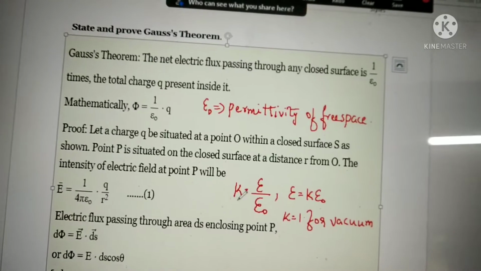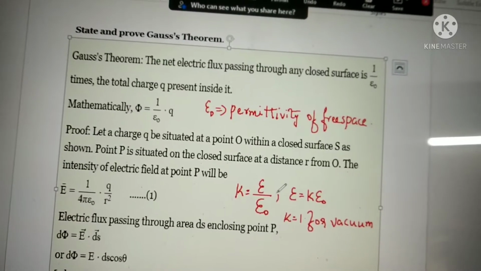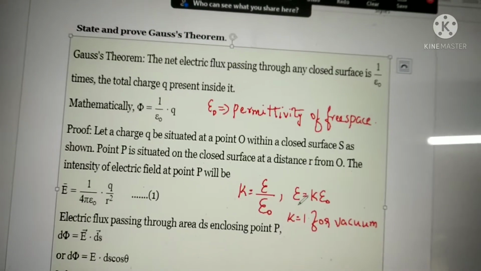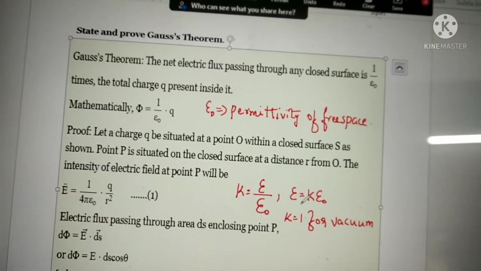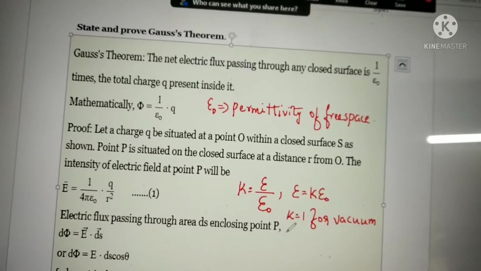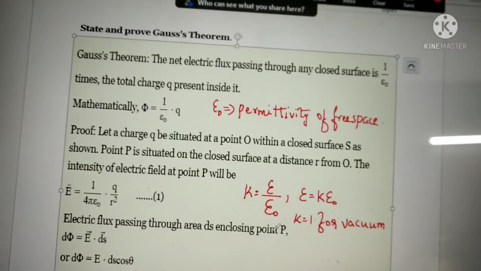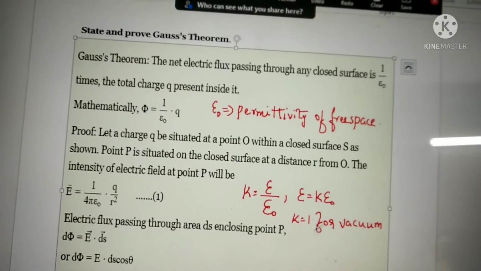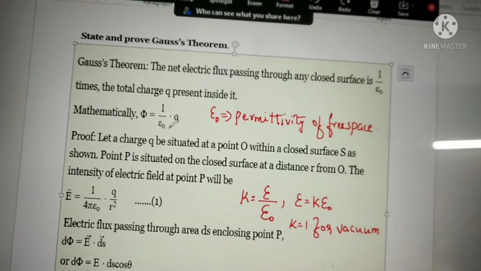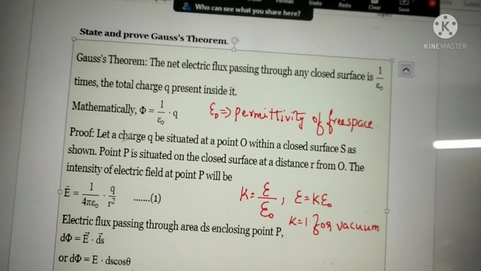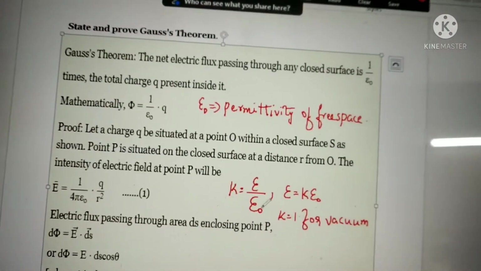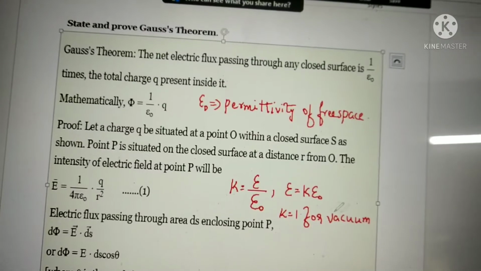So, this K is a constant. If the medium is not vacuum, then we have to take not epsilon naught, we have to take epsilon. So epsilon is K epsilon naught. In the case of vacuum, K is equal to 1. Here we have written 1 by epsilon naught because we are considering vacuum as the medium. But if it is something else, then we have to write 1 by epsilon, and epsilon is K epsilon naught.